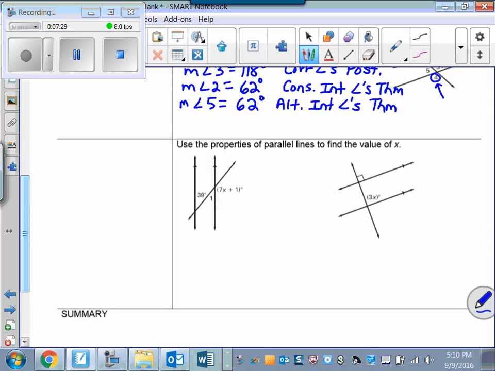All right, we got one more example here. Good place for you to pause and try to work these by yourself, and then come back and check to see what the answer is.